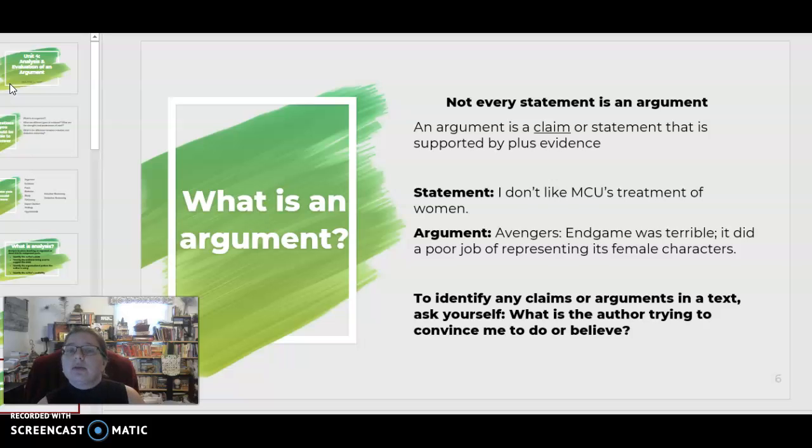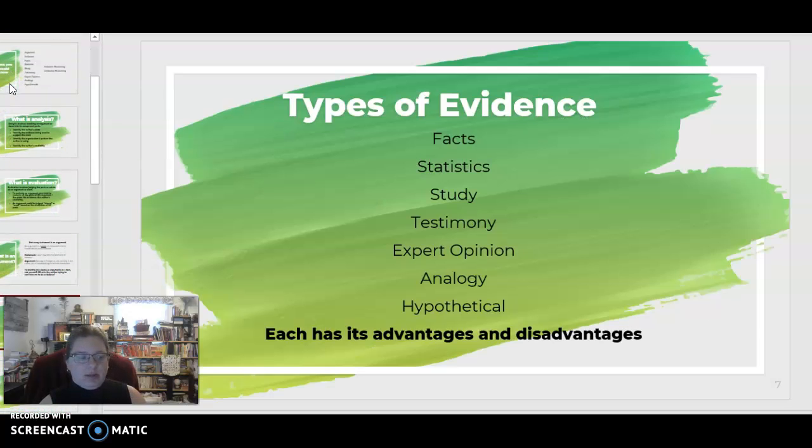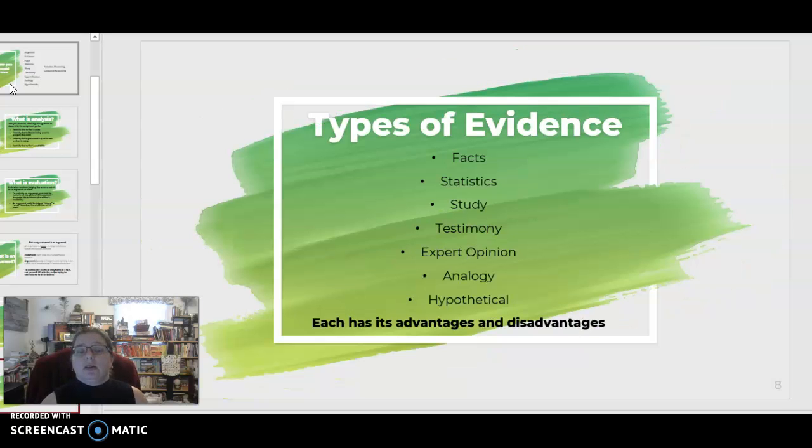So you need to be able to identify in an essay what is the argument that the author is trying to make. And then once you've done that, it's important to identify the evidence that the author is using to support the claim. So there are different types of evidence that we're going to discuss: facts and statistics, studies, testimony, expert opinion, analogies, and hypotheticals. And each type of evidence has its own advantages and disadvantages.